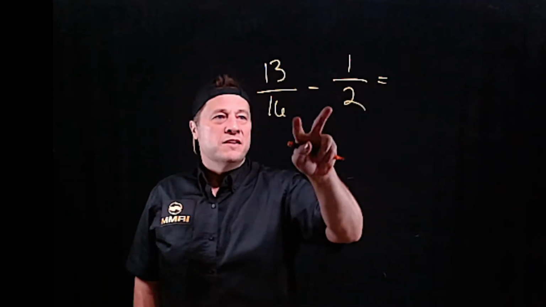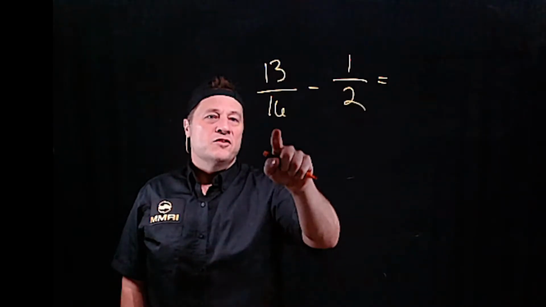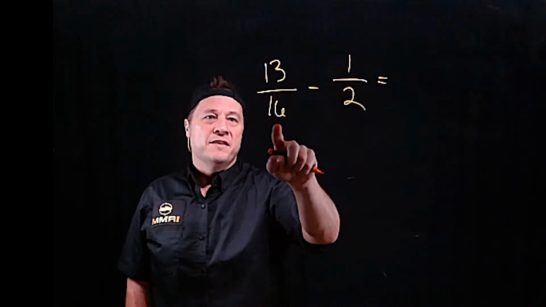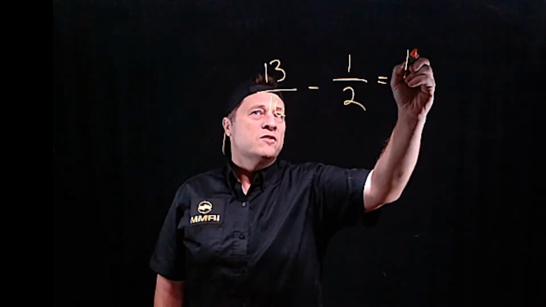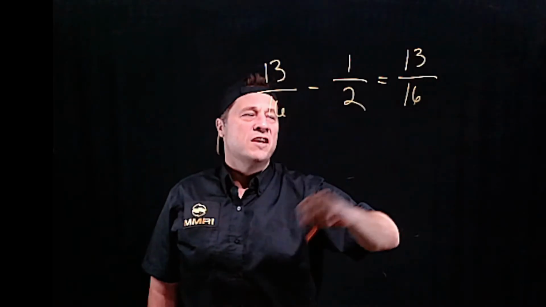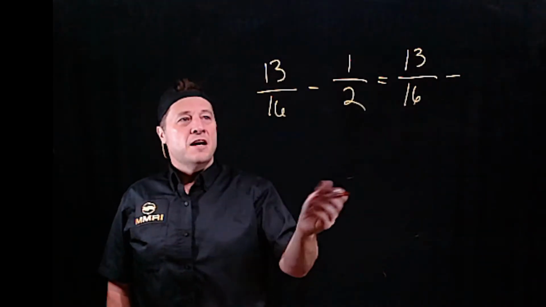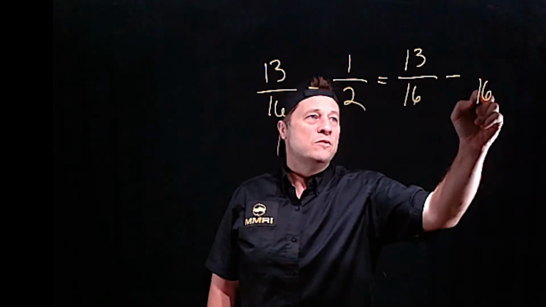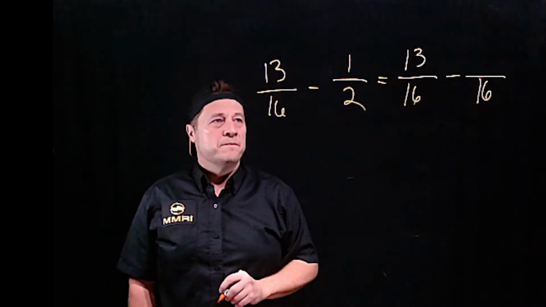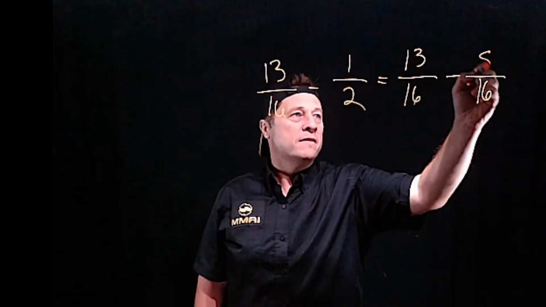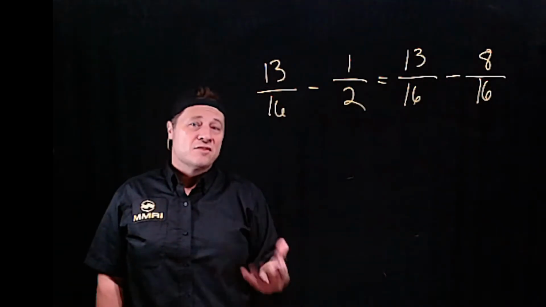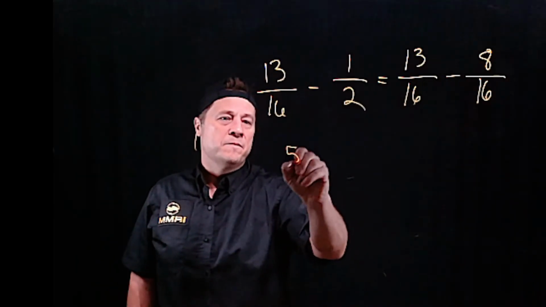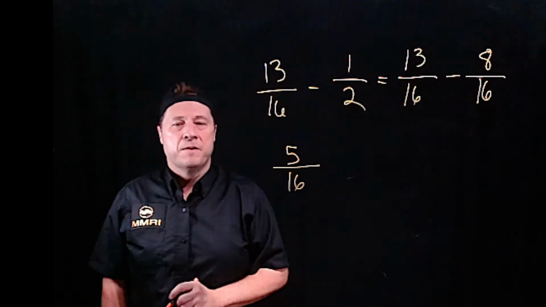First thing I've got to do is find the common denominator, right? So can 16 and 2 go into a common number? Sure they can. They can both go into 16, right? So 13/16, this one doesn't change. Minus, how many 2's are in 16? There's 8. So 8 times 2 is 16. So 8 times 1 is 8. Now I can subtract them, right? 13 minus 8 is 5 over 16.